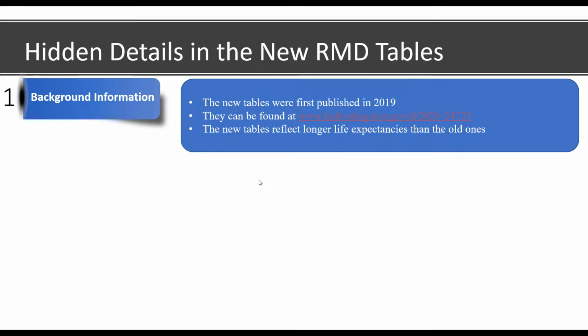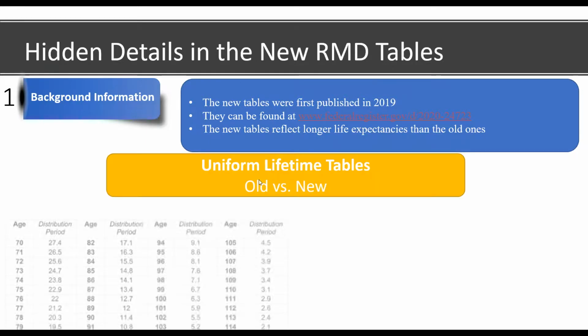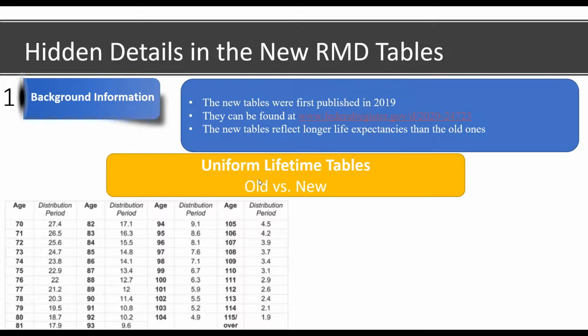What does that mean in the real world? Well, here's a quick example. This is the old uniform lifetime table that we use to calculate minimum distributions for qualified plan and IRA accounts. This is the table that you're used to seeing if you did hand calculations for your clients in the past.